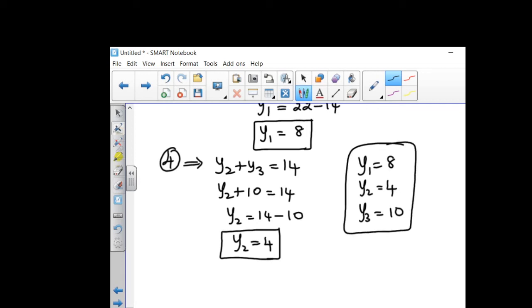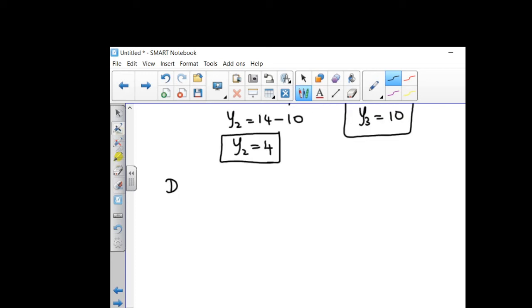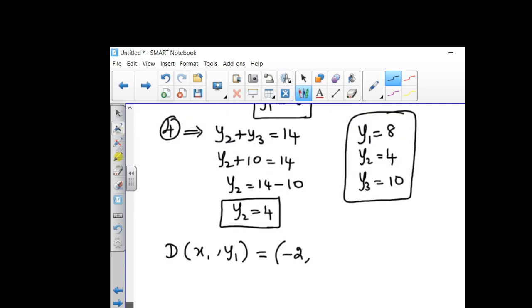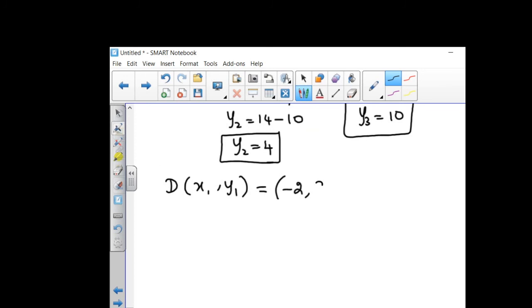From this we are going to find the D value. D is what? The D point is x1 comma y1. So what about the x1? x1 is equal to minus 2 and y1 is equal to 8. So this is the point D. What do we want to prove? To show that the quadrilateral ABCD is a parallelogram.